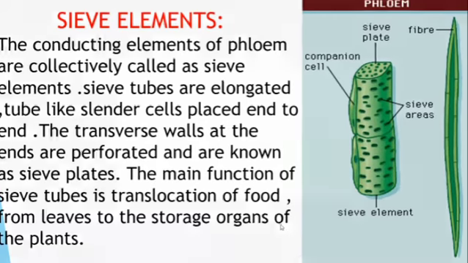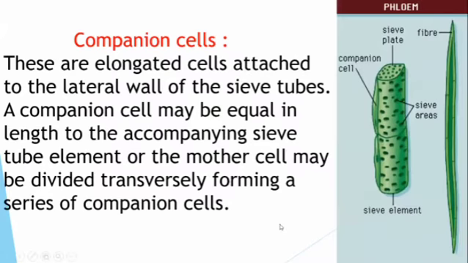Companion cells. Companion cells are present nearby the sieve elements. These are elongated cells attached to the lateral wall of the sieve tubes. A companion cell may be equal in length to the accompanying sieve tube element, or the mother cell may be divided transversely, forming a series of companion cells.